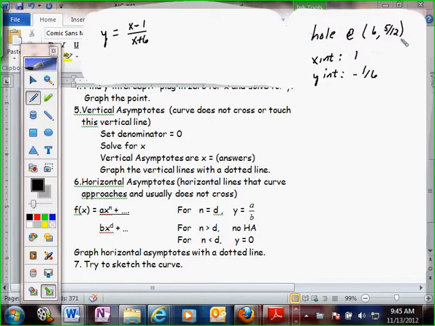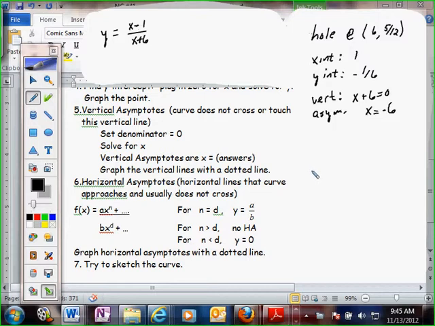So with the first few steps, I found that I have a hole at this ordered pair, an x-intercept at 1, and a y-intercept at negative 1/6. After the factors of x minus 6 canceled, I have this function left. To find my vertical asymptote, I set the denominator equal to 0 and solve for x. My denominator is x plus 6, so I set x plus 6 equal to 0, and I get that x equals negative 6. So I have a vertical asymptote at x equals negative 6.